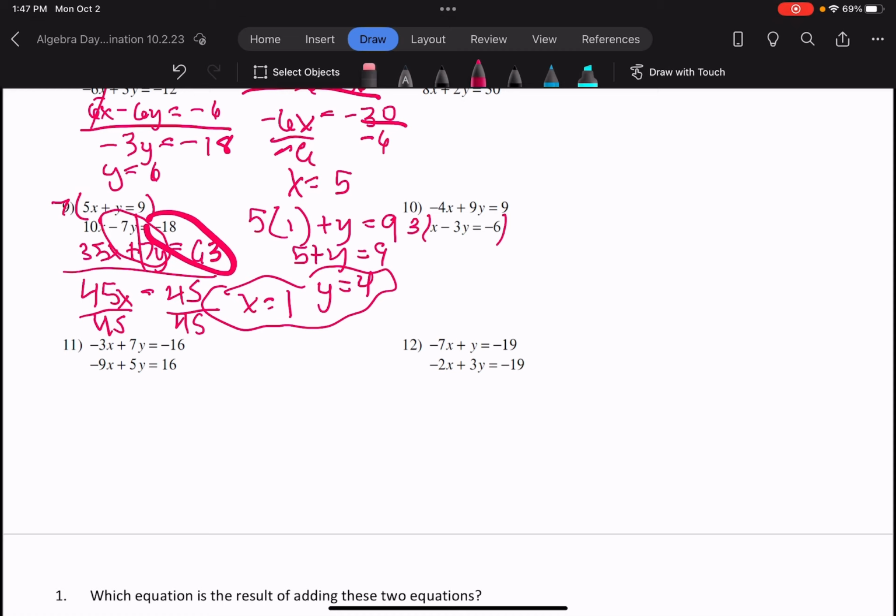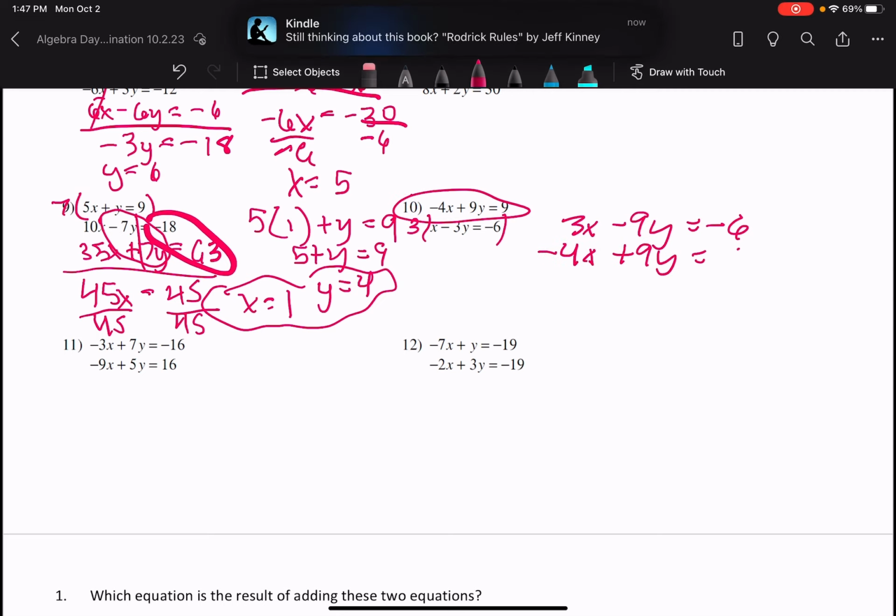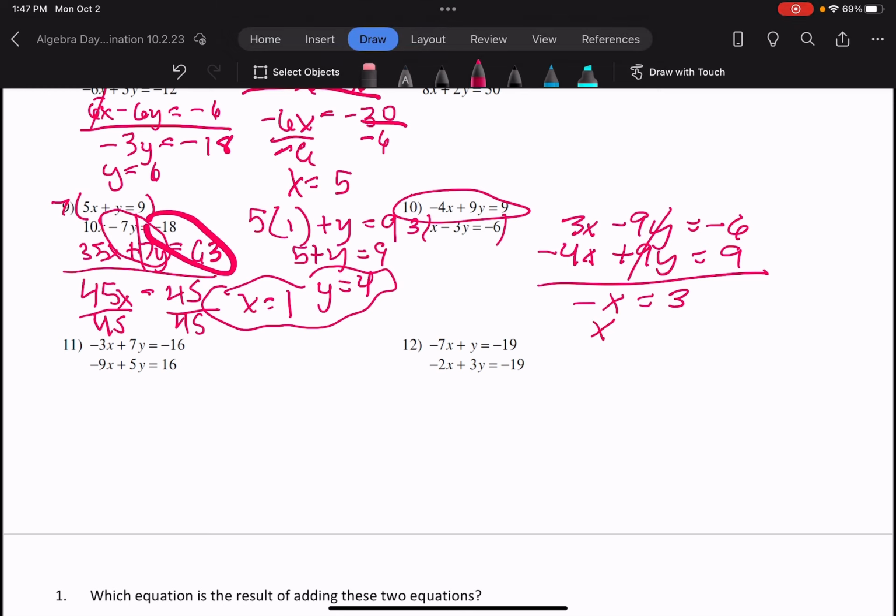And the reason is then this is going to make it 3x minus 9y equals negative 6. And if I combine that with this one, negative 4x plus 9y equals 9, then this cancels out. We are left with negative x equals 3. Divide both sides by negative 1, and x will give me negative 3. Then I can plug that in. Negative 3 minus 3y equals negative 6. Add 3 to both sides. We get negative 3y equals negative 3. Y then equals 1.